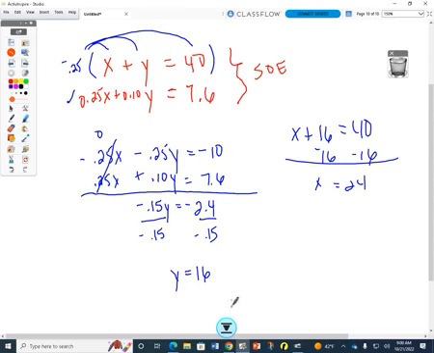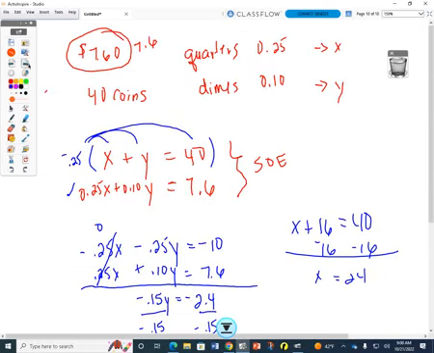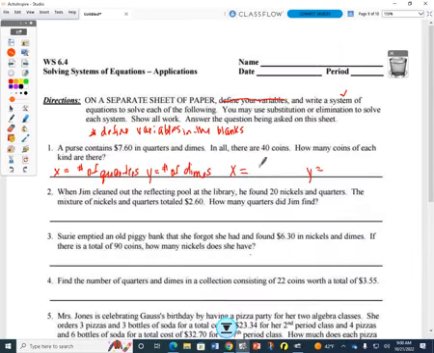All right, so let's go back to our worksheet. And now we know x is 24. So not just 24 though, it's going to be 24 quarters. You have to label your answer in a real world problem. And y is 16 dimes. All right? Does that make sense, Riley?